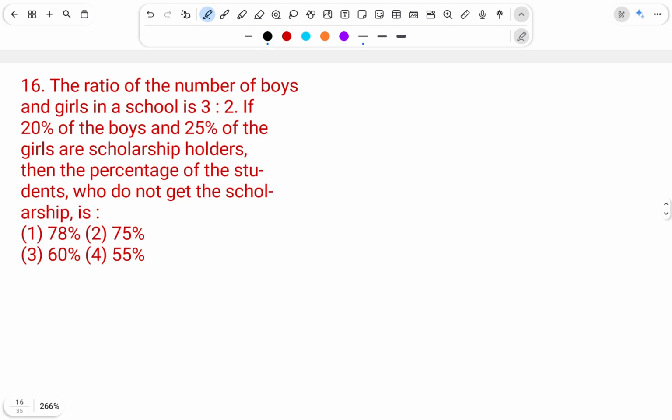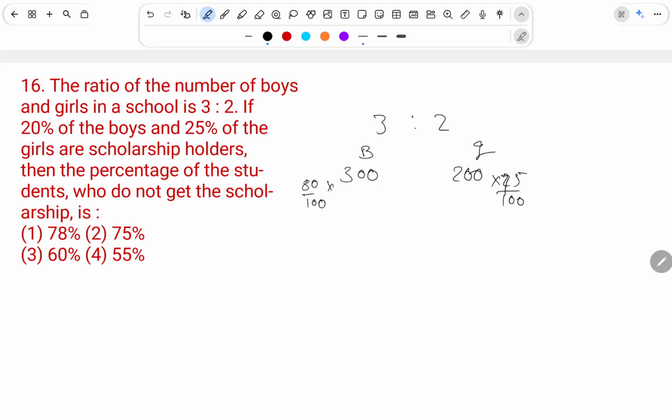The ratio of the number of boys and girls in this school is 3 is to 2. If 20% of the boys and 25% of the girls are scholarship holders, then the percentage of the students who do not get it. For these type of questions, multiply this ratio by 100 or 200, it becomes easy. If I multiply by 100, it becomes 300 and 200, boys and girls. 20% of the boys and 25% of the girls got scholarship. Means 80% didn't get and 25% got, means 75% didn't get.